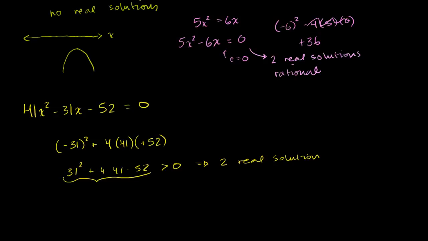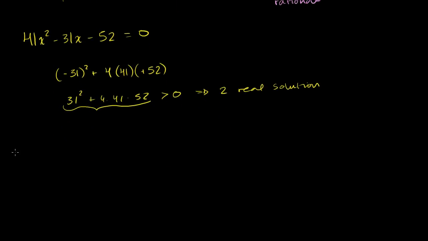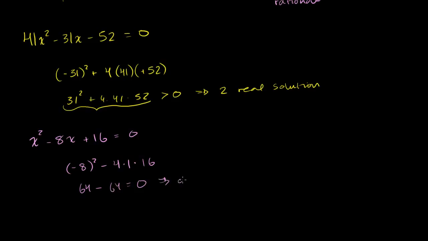Let's do one more of these. Let's say I have x squared minus 8x plus 16 is equal to 0. Once again, let's look at the discriminant. B squared, that's negative 8 squared minus 4 times a, which is 1, times c, which is 16. This is equal to 64 minus 64, which is equal to 0. So we only have one solution. And by definition, it's going to be rational.